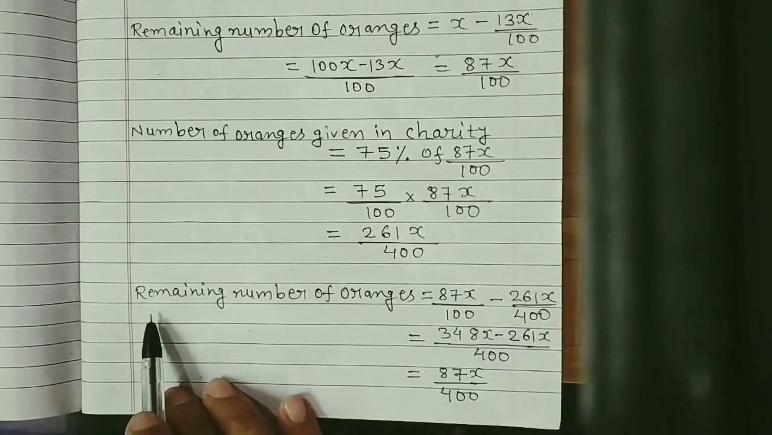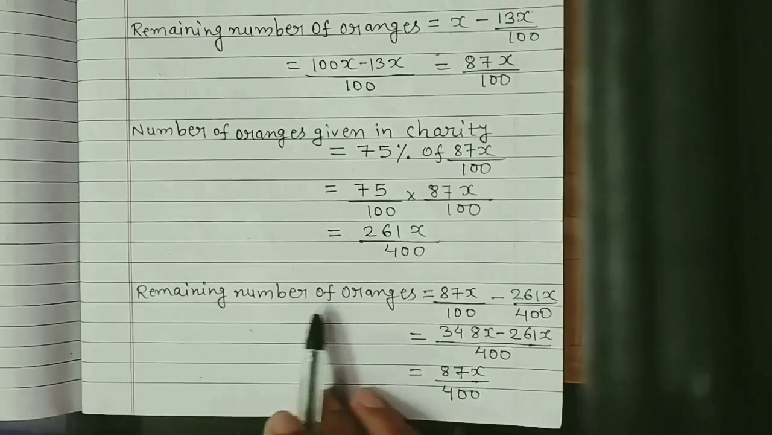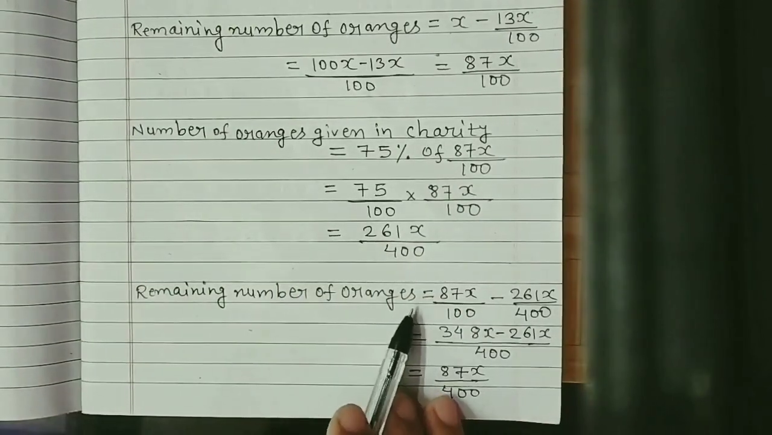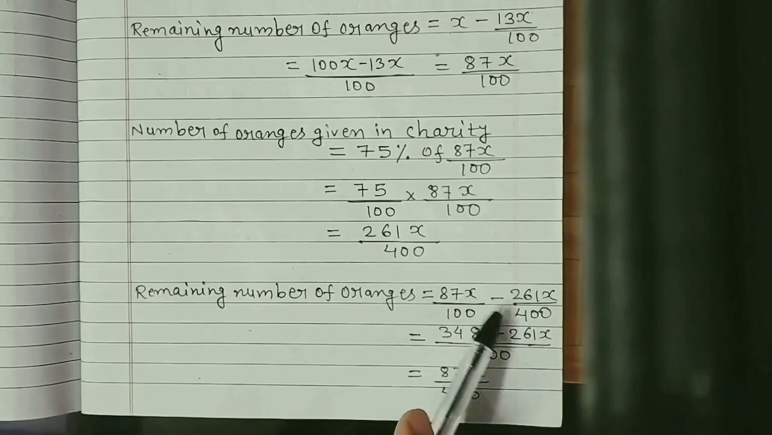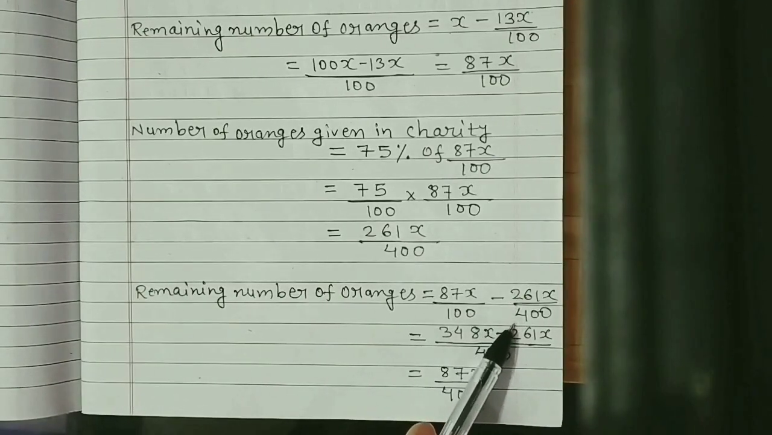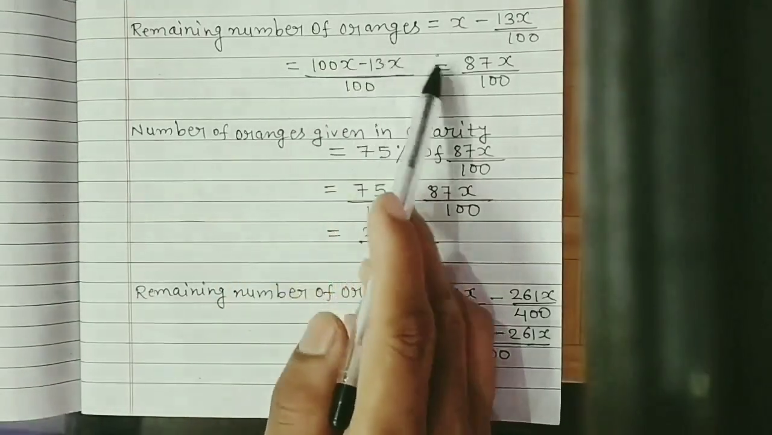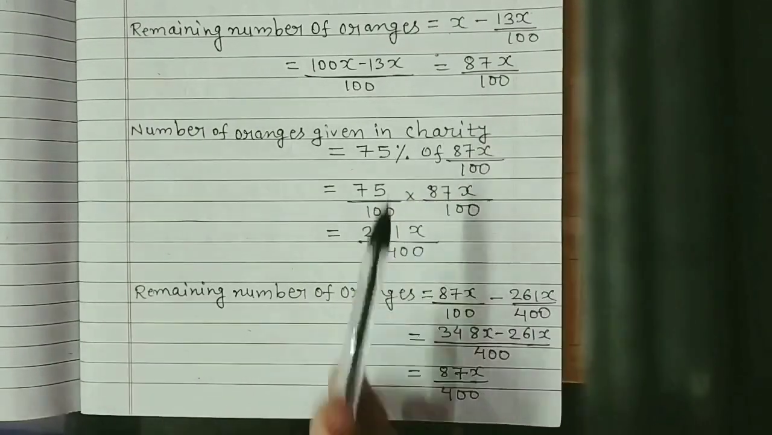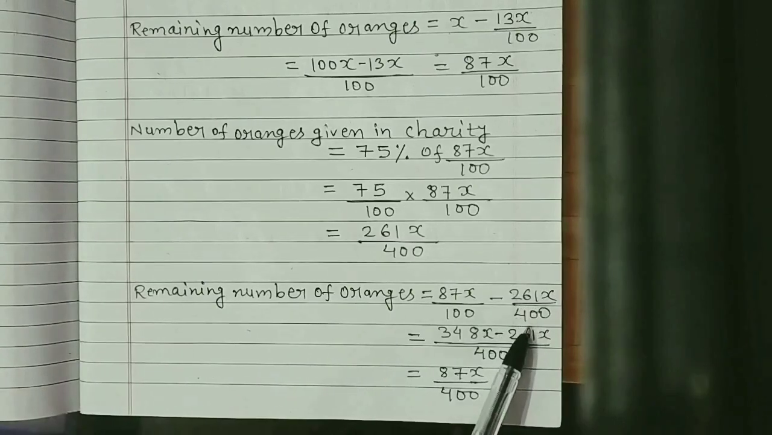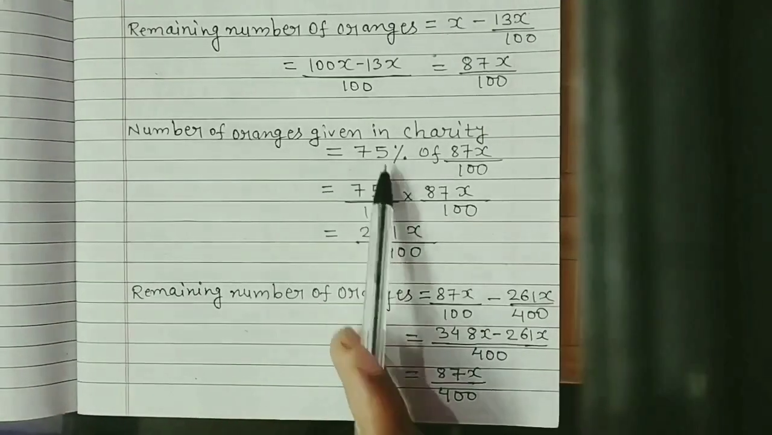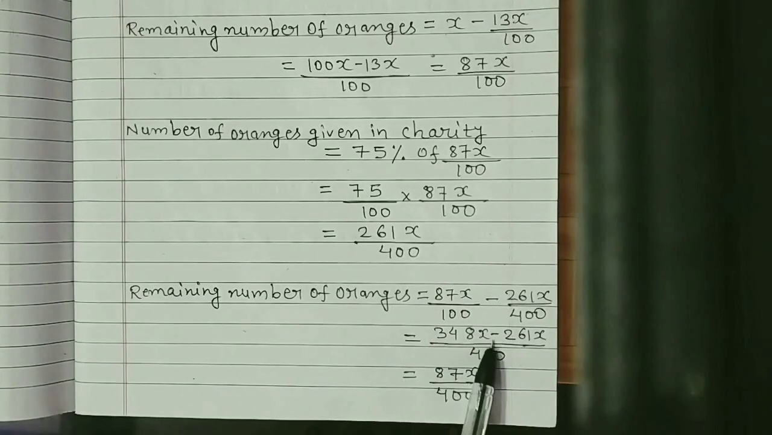Clear? Now again we have to find the remaining number of oranges after given in charity. Clear? And it is equal to 87x by 100 minus 261x by 400. Now this 87x by 100 is the remaining number of oranges after the removal of rotten oranges, minus 261x by 400. This is the 75% of this 87x by 100, as we have calculated here. Clear? Now after solving this, it is equal to 87x by 400.